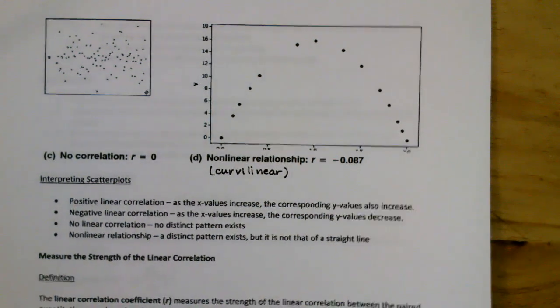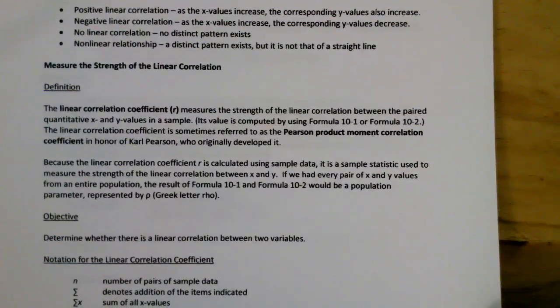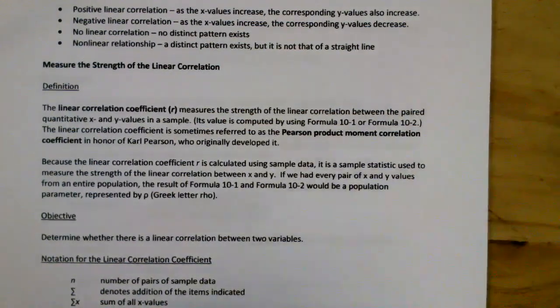All right, now let's look at another definition. Those R values that we just saw, that's what we call the linear correlation coefficient. It measures the strength of the linear correlation between the paired quantitative X and Y values in the sample. Okay. And the linear correlation coefficient is sometimes referred to as the Pearson product moment correlation coefficient. And that's in honor of Karl Pearson, who originally developed it. Okay.